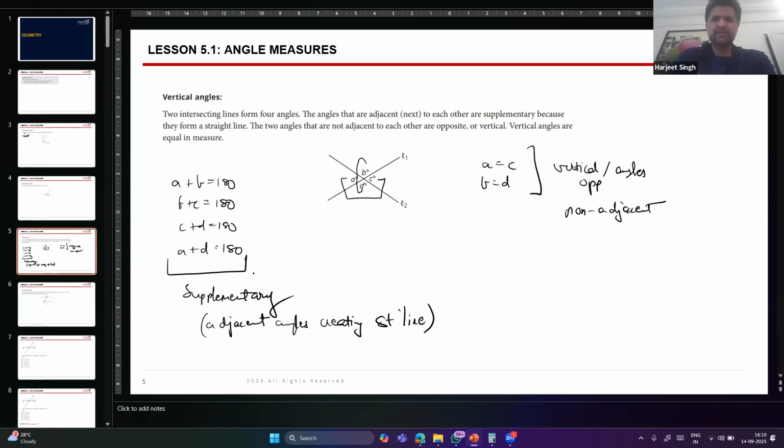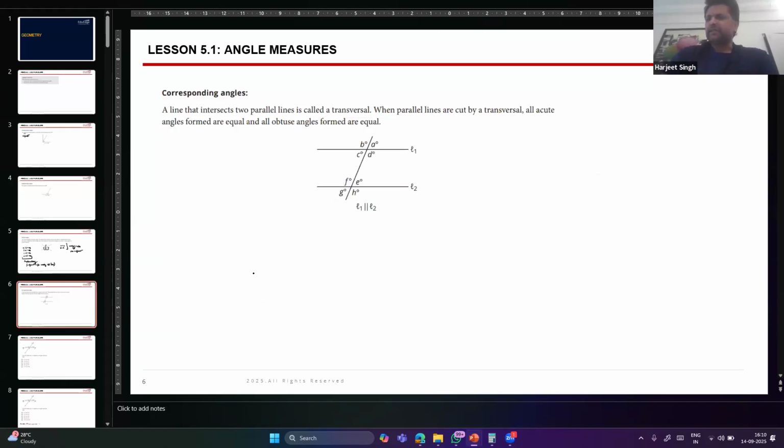Okay. Next, there's a concept of corresponding angles. All these are related to angles. Another concept. So your L1 and L2 are parallel lines. L1 is parallel to L2. And there is a line which intersects this system of parallel lines, which intersects L1, L2. So that line is L3, and that line is called a transversal. So what is a transversal? It's a line which intersects at least two parallel lines.